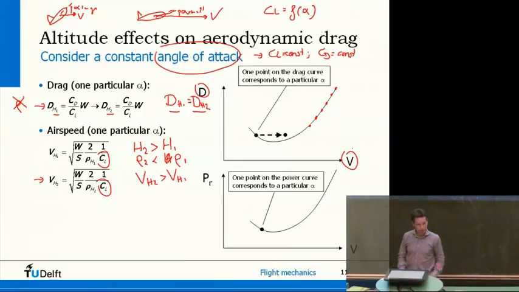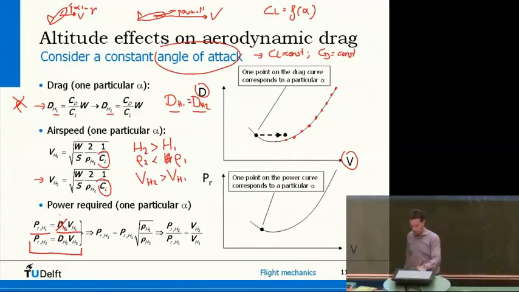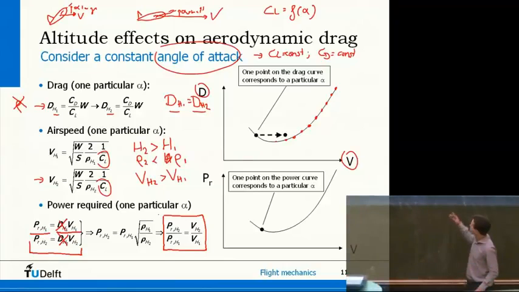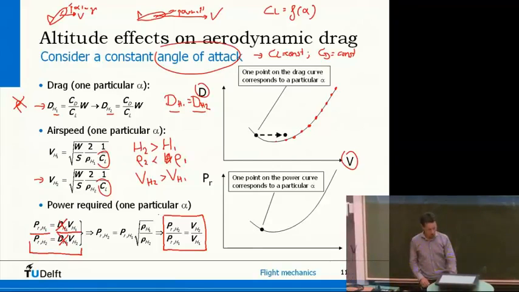Now, if you look at power, that simply follows from speed and drag. And again, I'm going to consider a constant angle of attack, so constant lift coefficient, constant drag coefficient. Then, don't look at the equation, just look on the left-hand side here. Power is drag multiplied with airspeed. So, if I would divide these two, then drag is constant, so I get power in altitude 2 divided by power in altitude 1 is the same as the speed in altitude 2 divided by the speed in altitude 1. Now, what does that mean? What happens then to this point in the curve?